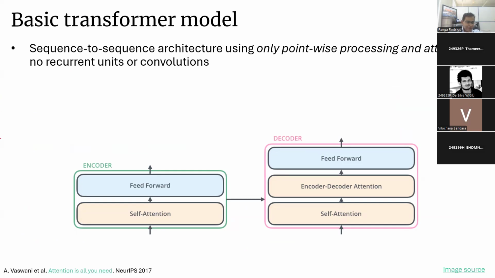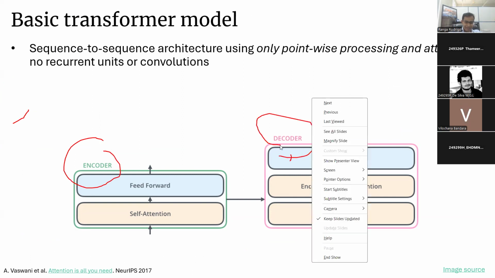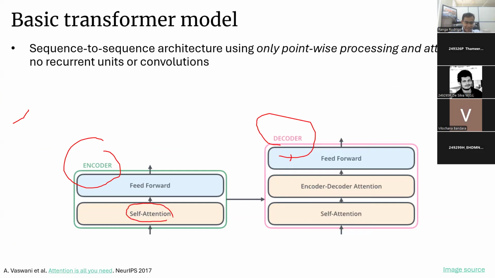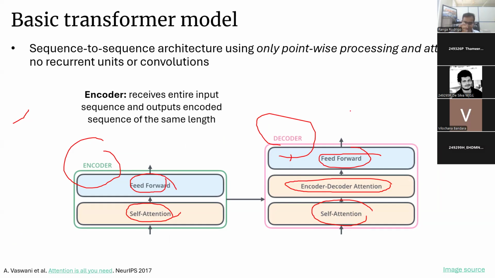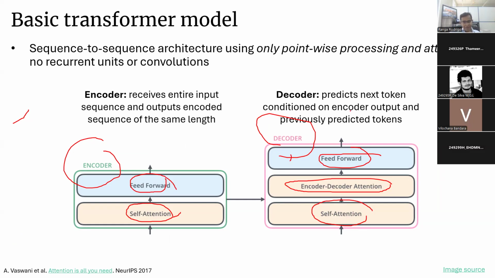Okay, so we saw the encoder part and the decoder part. There's a self-attention part and the feed-forward part. Feed-forward is, you can see, a multi-layer perceptron. Self-attention part, encoder-decoder attention, which we call cross-attention, and the feed-forward part. Those are the parts of the encoder and the decoder transformer. The encoder receives the entire input sequence and outputs the encoded sequence of the same length. The decoder predicts the next token conditioned on the encoder output and the previously predicted tokens.